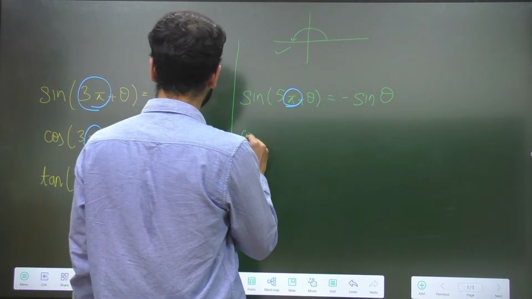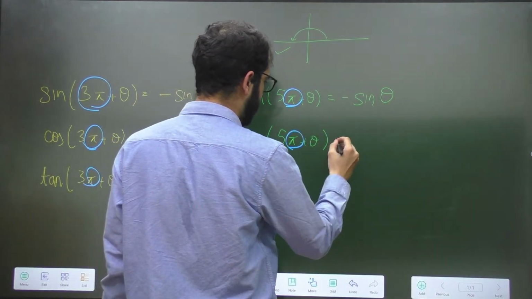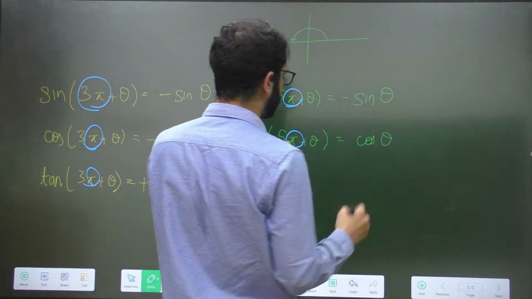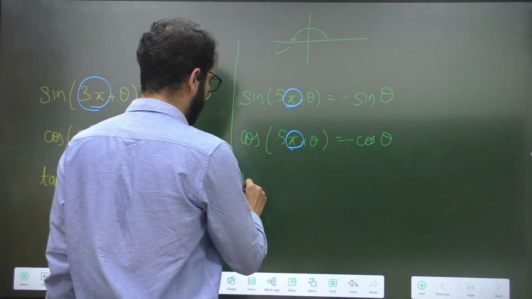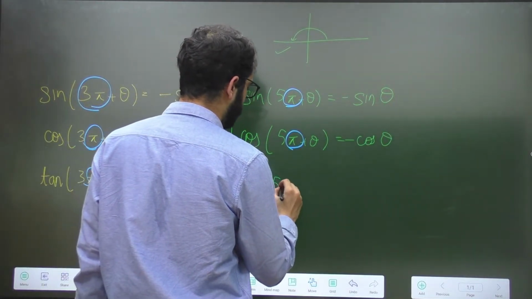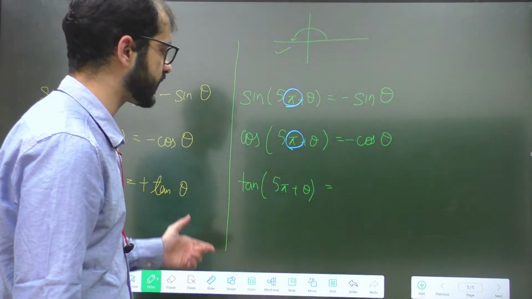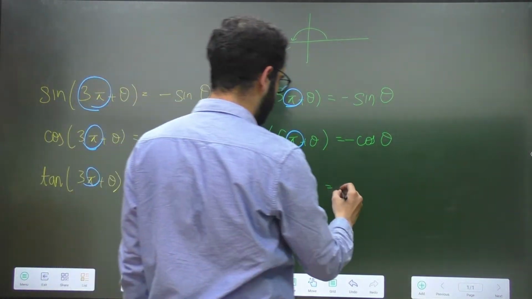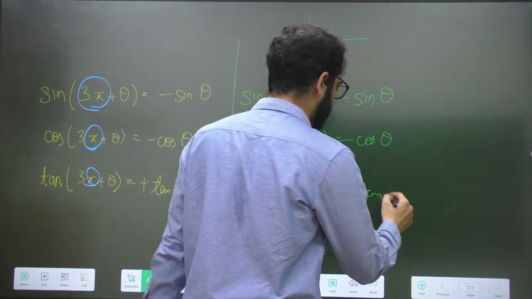If I am talking about cos of 5 pi plus theta, it's a multiple of pi, so cos will remain cos theta. 5 pi plus theta takes me to the third quadrant. Over there, cos is negative. If I am talking about tan of 5 pi plus theta, it is going to take me to the third quadrant. Tan is positive, multiple of pi, tan will remain tan, and I am going to write tan theta over here.